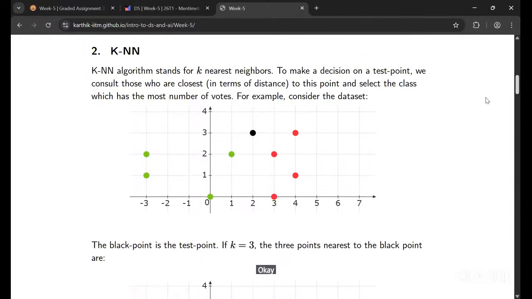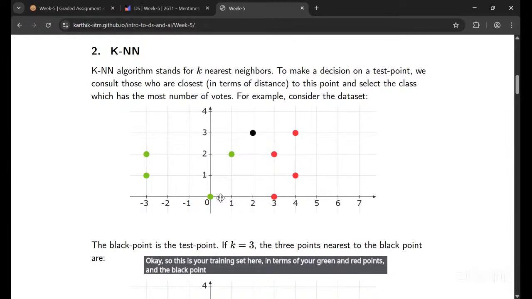Okay. So this is your training set here in terms of your green and red points, and the black point is what we call your test point.